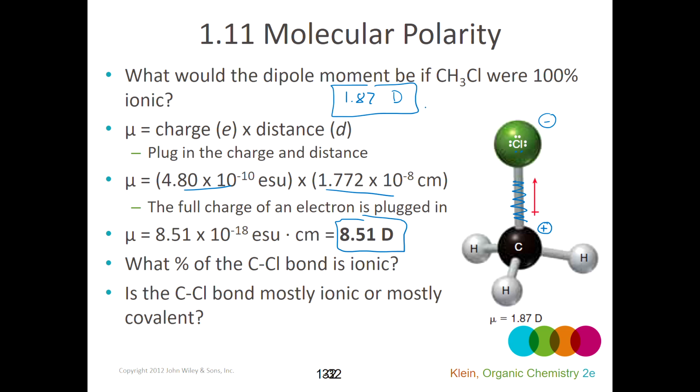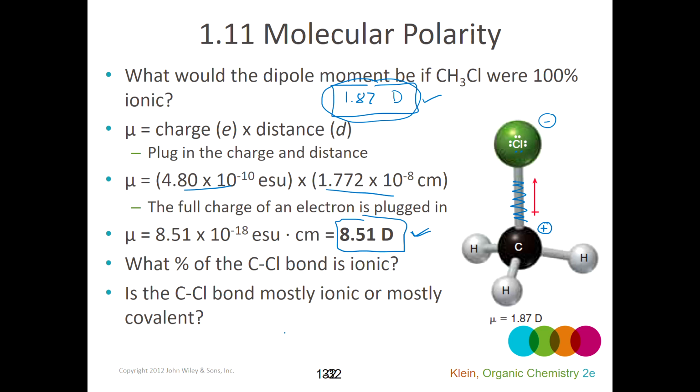But knowing these two values, if I gave you both of these values, I might expect you to calculate what percent of the bond is covalent versus what percent of the bond is ionic. So the real life polarity of this molecule is 1.87, and what it would be if it were fully ionic is 8.51. So what percent of that is ionic?